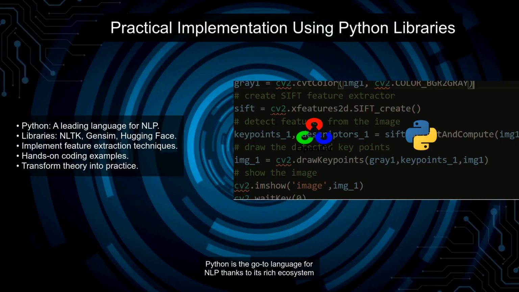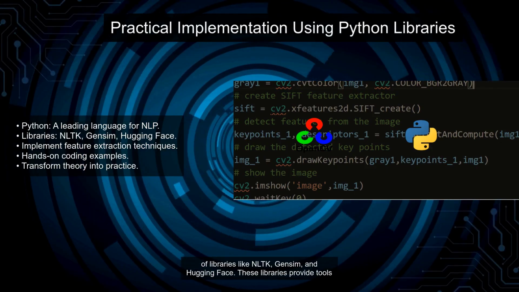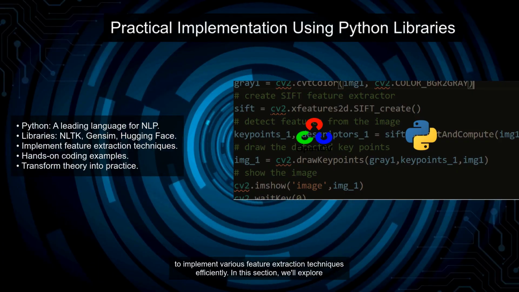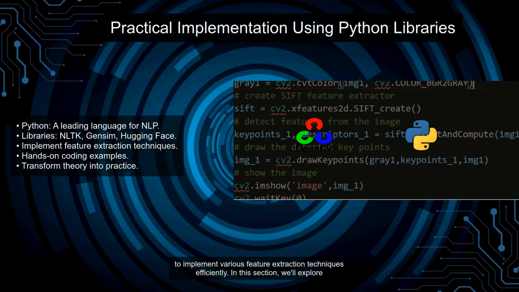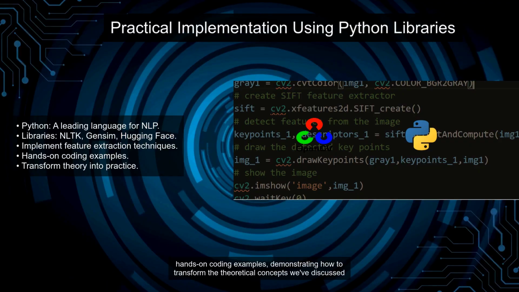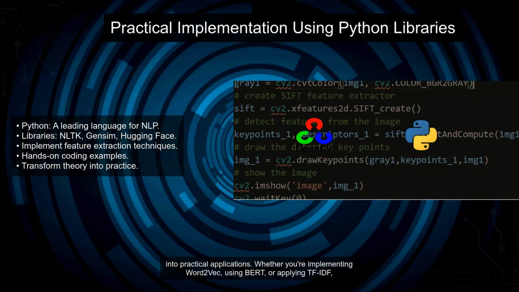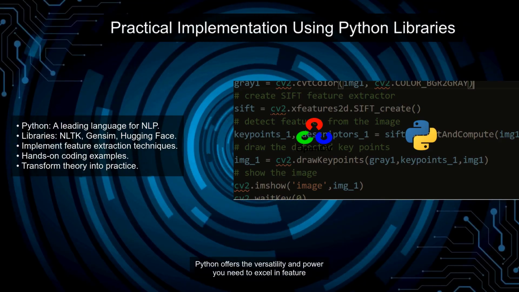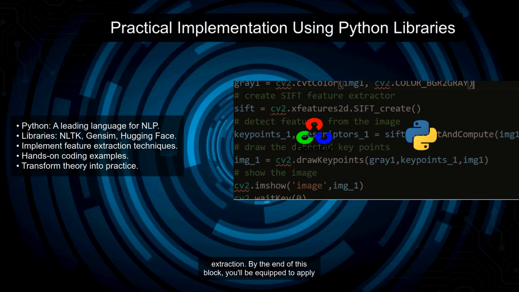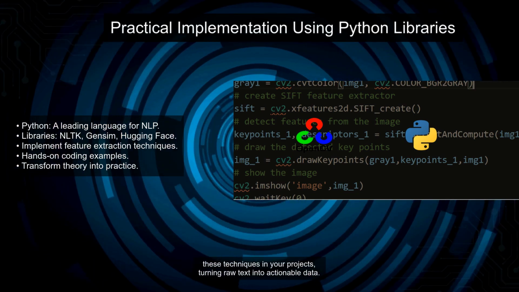Python is the go-to language for NLP thanks to its rich ecosystem of libraries like NLTK, Gensim, and Hugging Face. These libraries provide tools to implement various feature extraction techniques efficiently. In this section, we'll explore hands-on coding examples, demonstrating how to transform the theoretical concepts we've discussed into practical applications. Whether you're implementing Word2Vec, using BERT, or applying TF-IDF, Python offers the versatility and power you need to excel in feature extraction. By the end of this block, you'll be equipped to apply these techniques in your projects, turning raw text into actionable data.